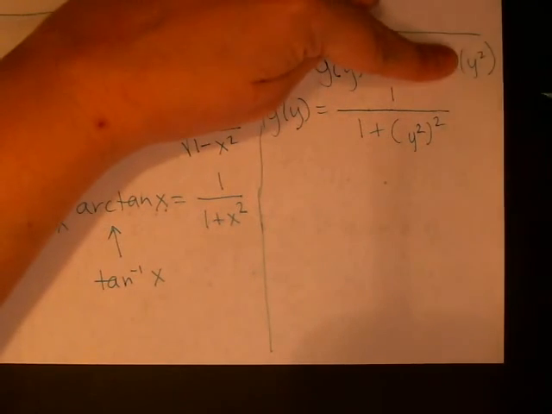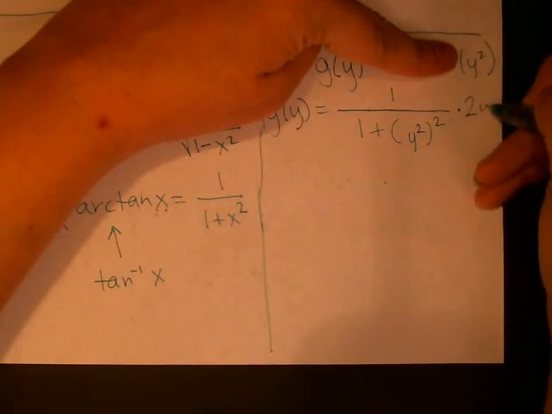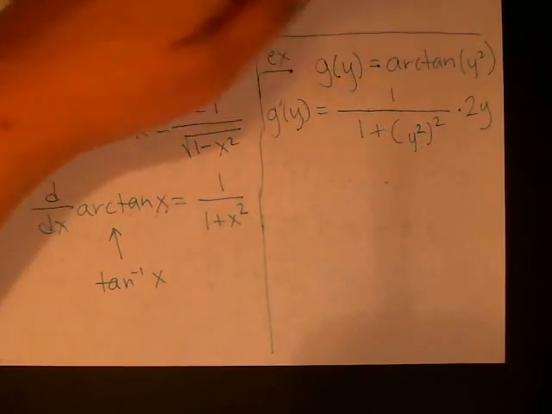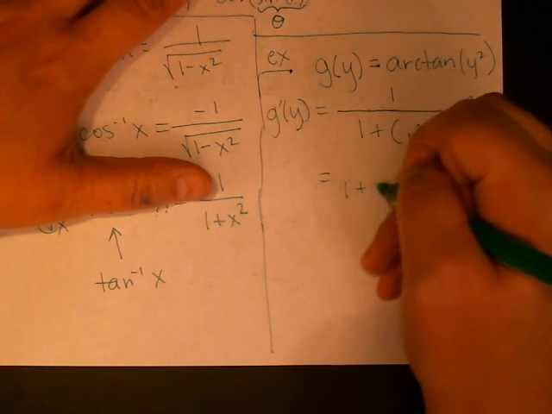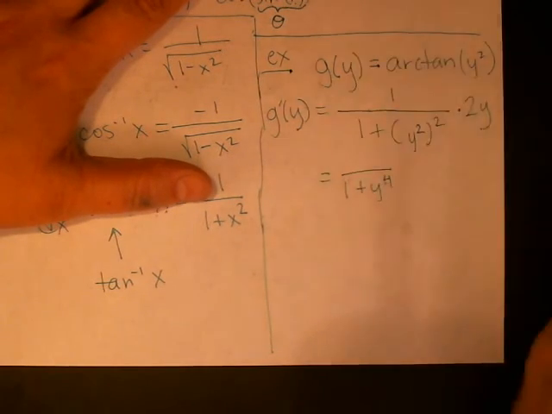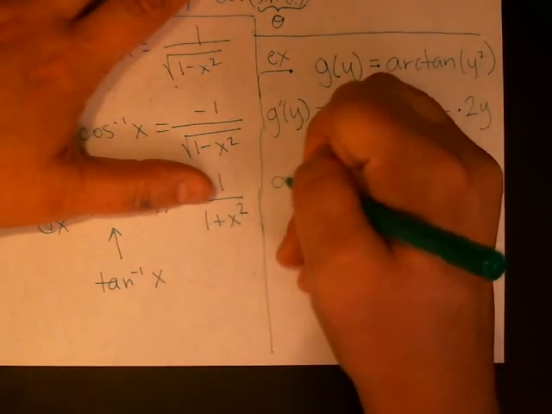And then the chain rule says you're done with the arctangent. What about the derivative of y squared? That's a 2y that we just stick out at the end. And then my simplification would just be to say that's a 1 plus y to the 4th on the bottom, and go ahead and put the 2y on the top.